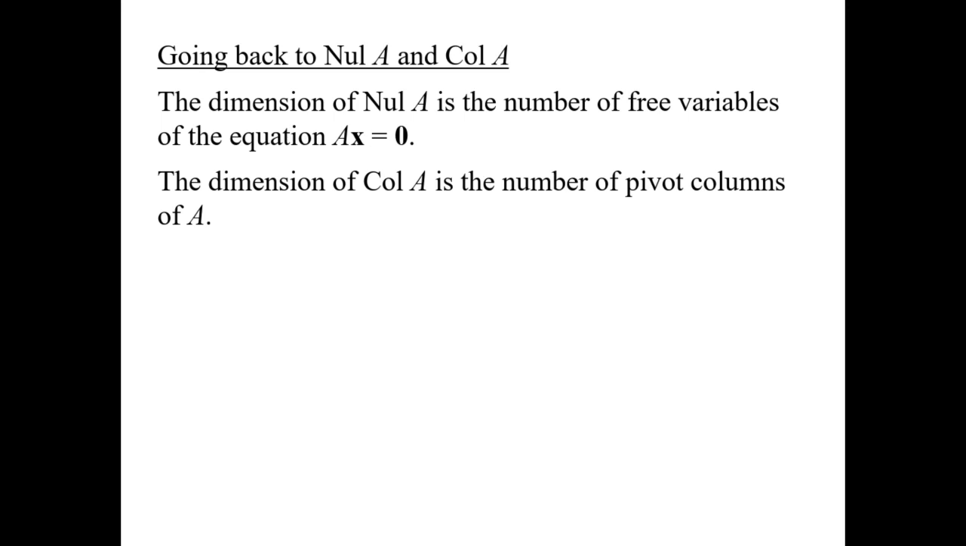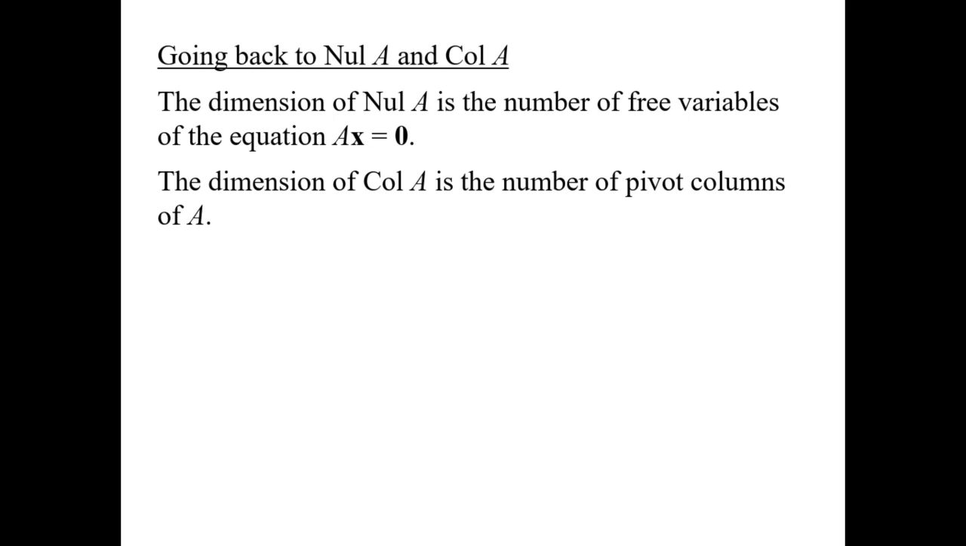Yeah, and we saw that last class, or during the last lesson, where the number of free variables was the same as the number of vectors required to define the null space. And so the number of free variables, basically the number of columns without a pivot, would be the dimension of that vector space. It would be because it's the number of vectors we need to define it. The dimension of the column space would be the number of pivot columns.